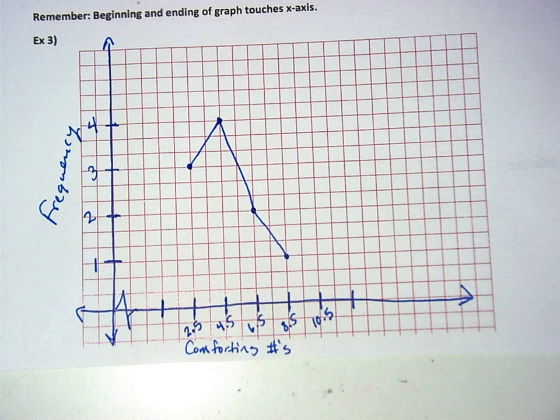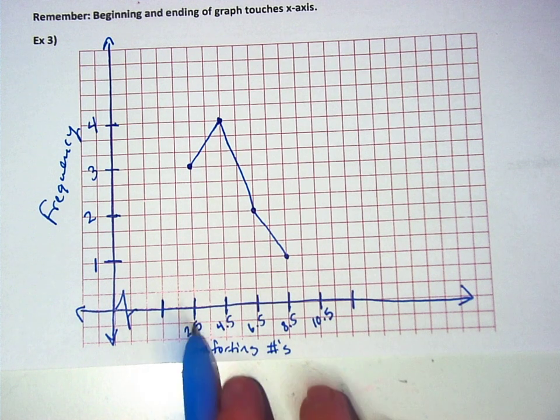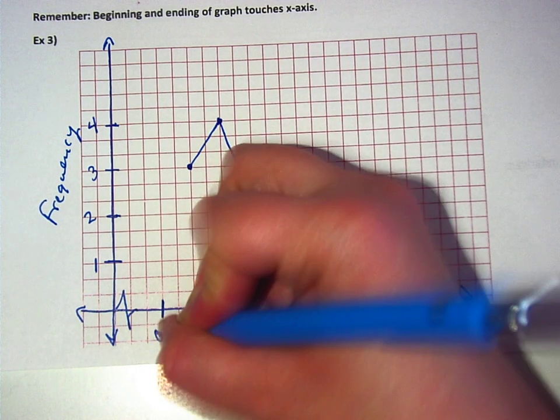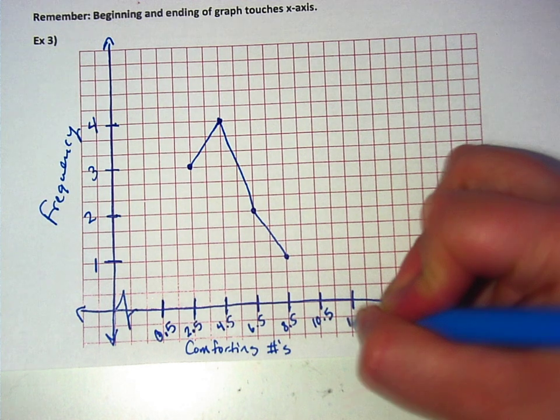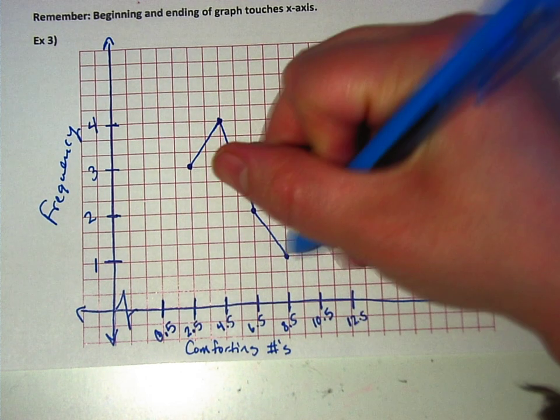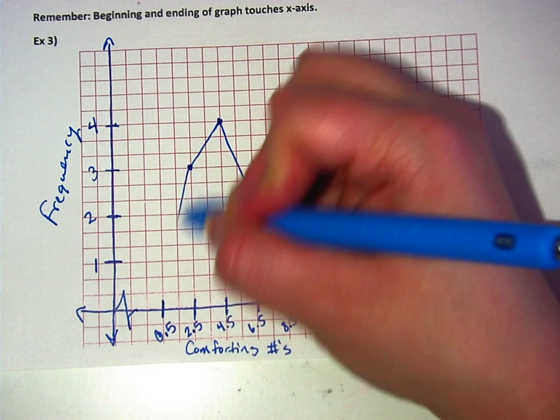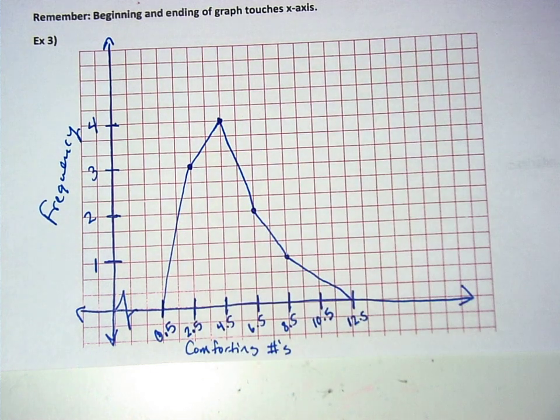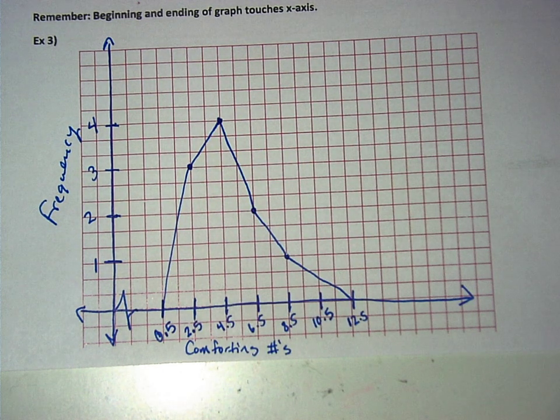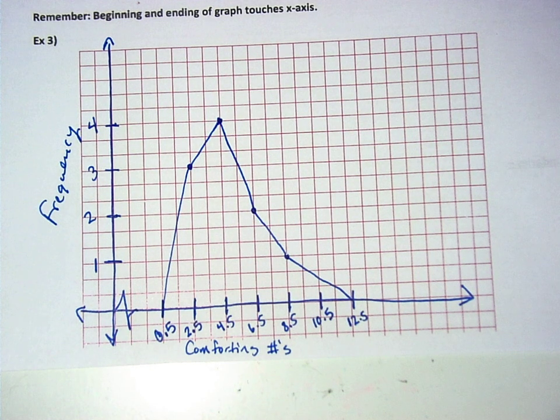But this is not a polygon because it's not a shape. That's why we have the one before it and the one after it. You still add the same class width to it. So this one becomes 0.5. This one over here is 12.5. And then you connect it down to the axis so that it looks like a mountain or a shape.